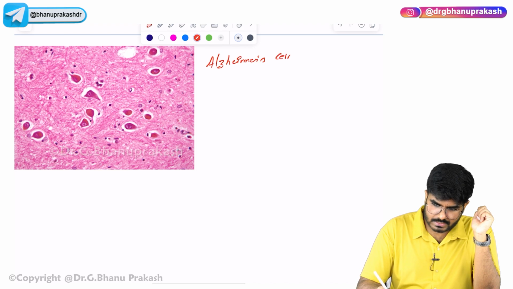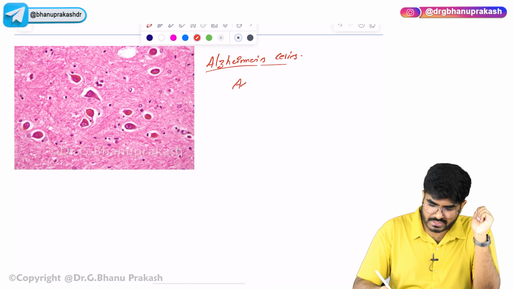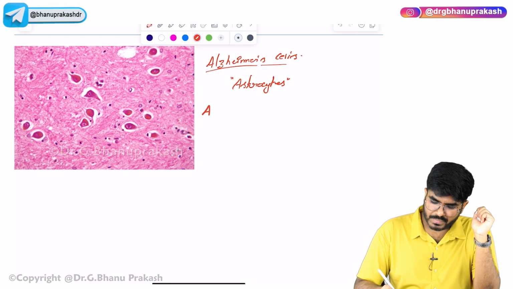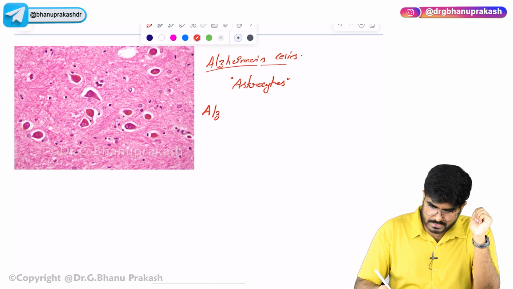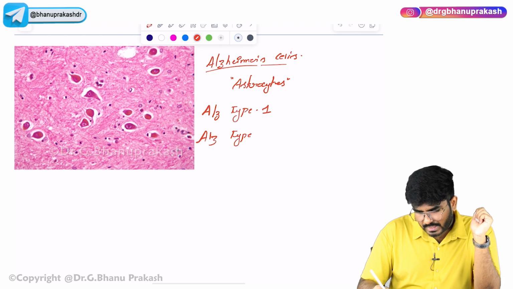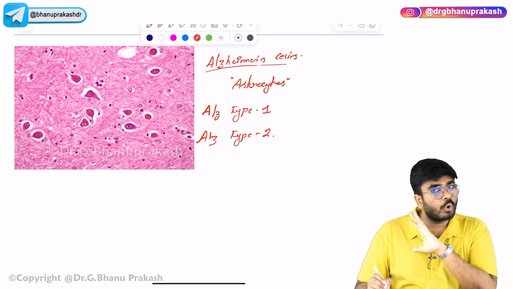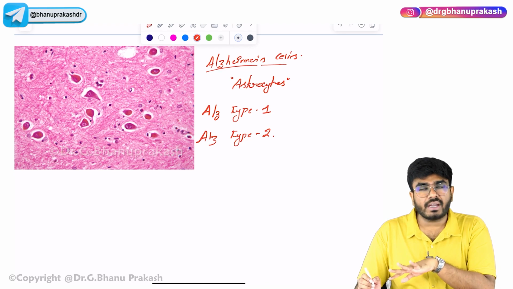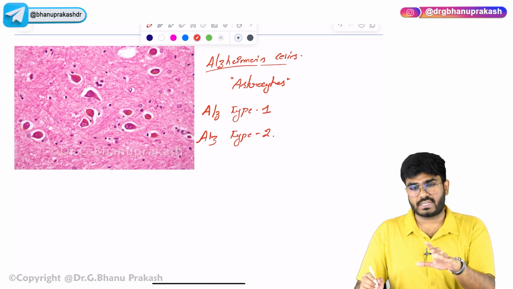Alzheimer's cells. So what exactly are these Alzheimer's cells? Alzheimer's cells are nothing but the astrocytes. How many types of Alzheimer's cells are there, sir? Alzheimer's type 1, Alzheimer's type 2. Again, I am telling you there is no relation to Alzheimer's disease. These are Alzheimer type 1 and type 2 cells, which are nothing but the astrocytes.